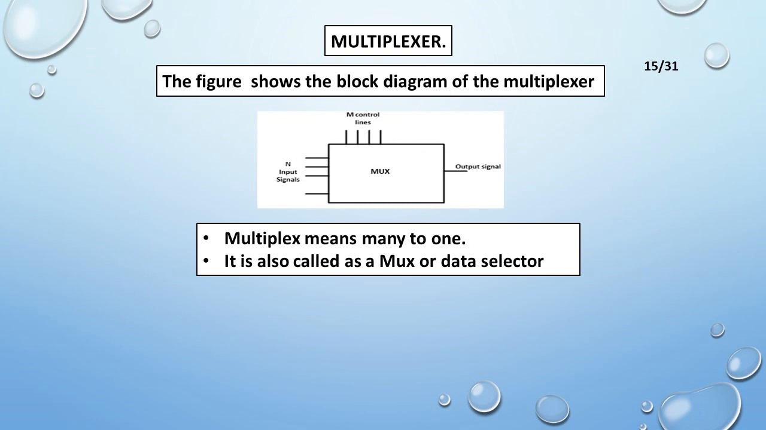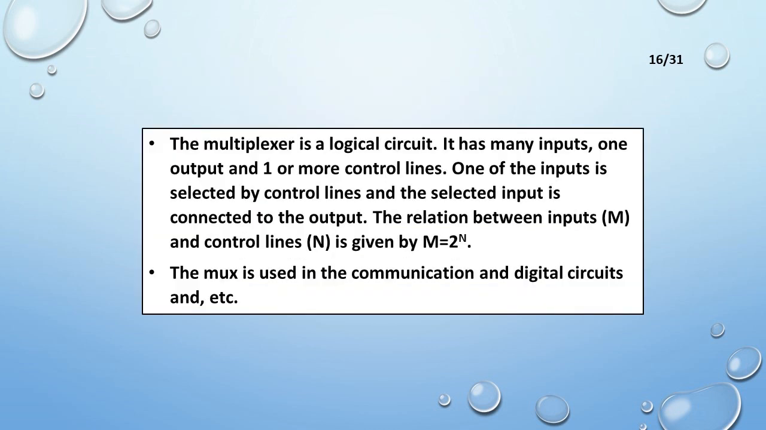Multiplexer. The figure shows the block diagram of the multiplexer. Multiplex means many to one. It is also called a mux or a data selector. The multiplexer is a logical circuit. It has many inputs, one output and one or more control lines. One of the inputs is selected by the control lines and the selected input is connected to the output. The relation between inputs m and control lines n is given by m is equal to 2 power n. The mux is used in communication and digital circuits and etc.